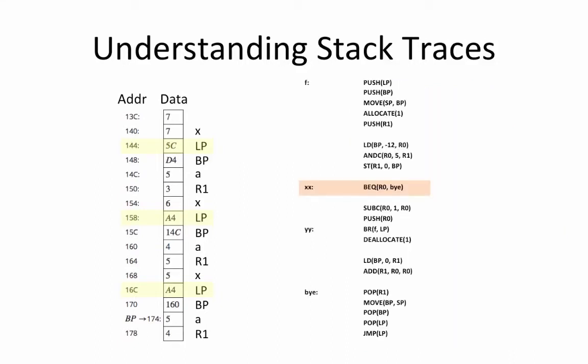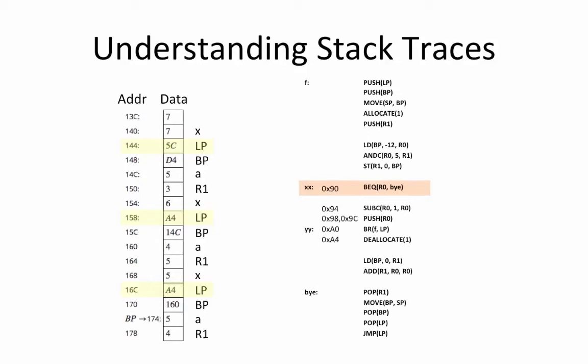We can also answer the question, what is the value of the PC when the program is halted? We know that the program was halted just before executing the instruction at label XX. We also know that the instruction at label YY makes a recursive call to F. We know that the LP value from the recursive calls is 0xA4. This means that the address of the deallocate1 instruction is 0xA4.